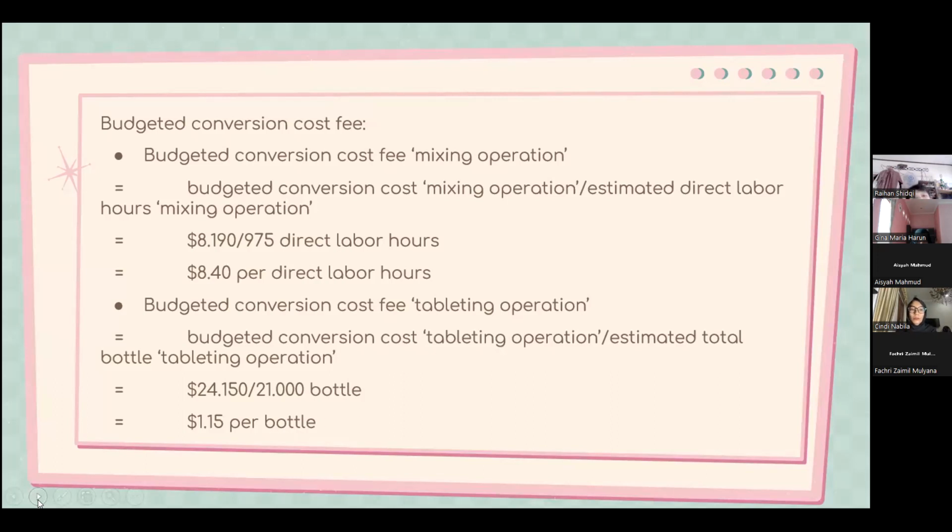And next, we have the budgeted conversion cost fee for tableting operations. It is the budgeted conversion cost for tableting operations divided by the estimated total bottles of tableting operations, which is $24,150 divided by 21,000 bottles. And then we get the budgeted conversion cost for tableting operation, which is $1.50 per bottle. Next.